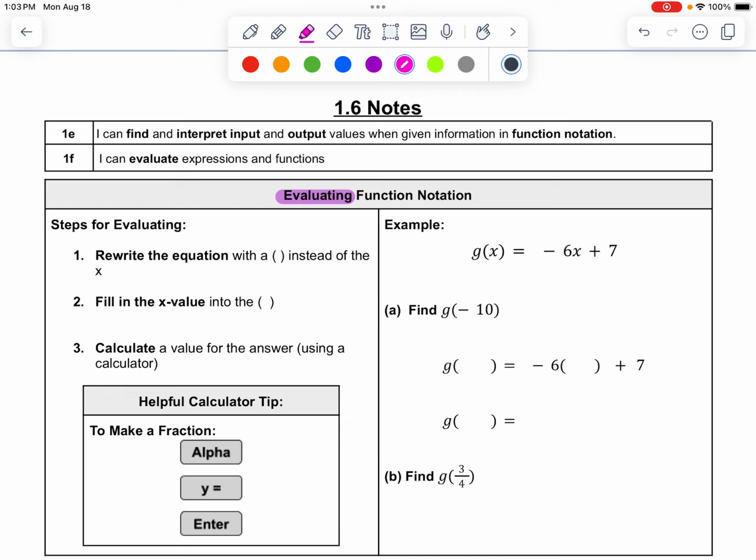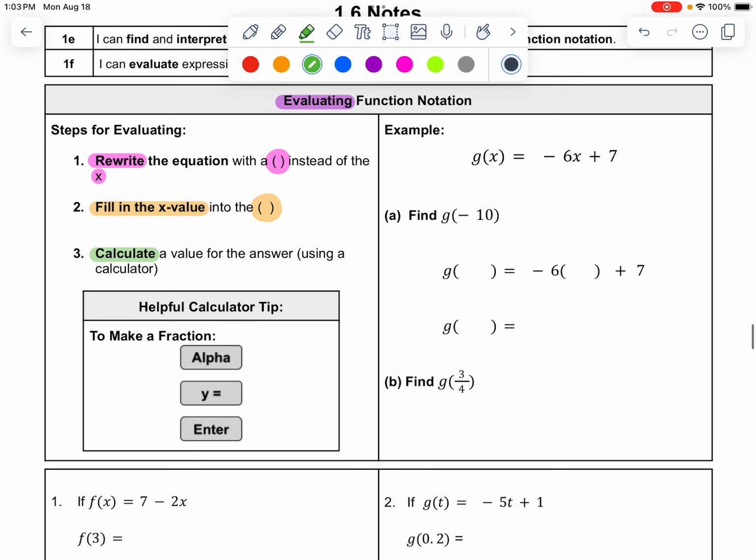Step number 1 is to rewrite the equation, but you're going to draw a parentheses instead of the x. So everywhere that you see an x, you're just going to have an empty parentheses. Then you're going to fill in the x value that is given in the directions into each one of those parentheses. There might be more than one spot. Then you're going to use your calculator and actually type in what you see on your paper to get a final answer.